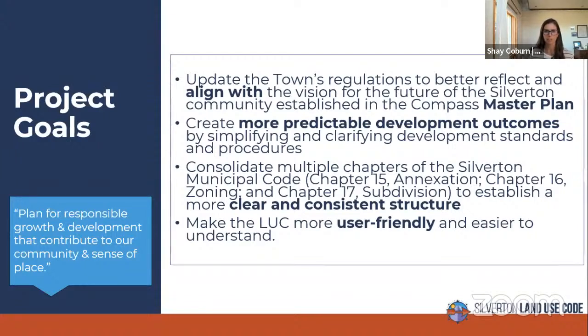This is really a follow-up step to the Compass Master Plan. So after you do a master plan, it's really a best practice to update your land use code so that you can align the vision of the plan with all of your rules and regulations. So that's a big effort being made here. Also trying to simplify, clarify, address those issues that Lucy brought up with the code. Also trying to reorganize and make sure it's a clear and consistent structure. So like procedures will all be in one place, use standards will all be in one place.